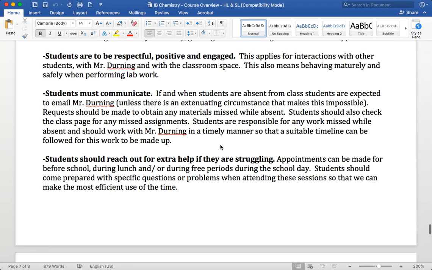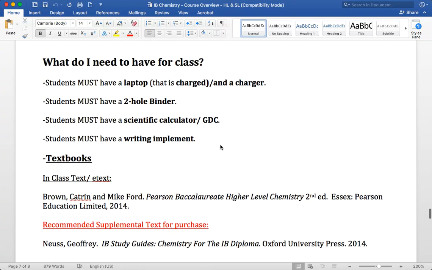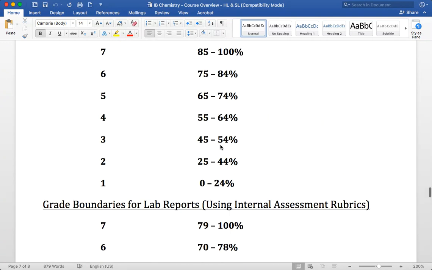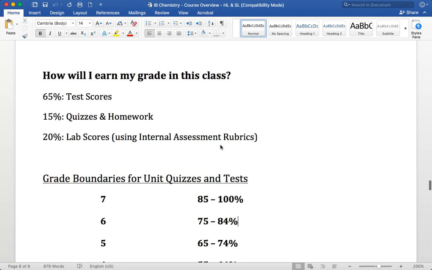So those are the general things about the class, the texts, the things that you should have when you show up to class, and the grade boundaries. And so I hope that's clear. And now you know a little bit more about how you're going to get this grade in class. And if you have any more questions, please ask me in the next class when you see me.